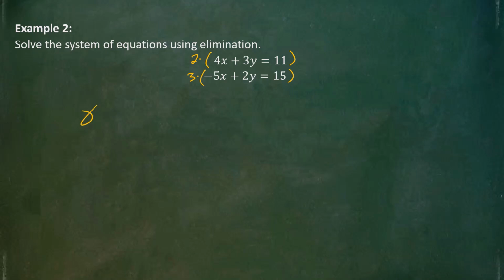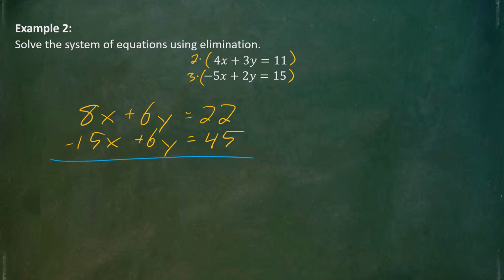So if I distribute the 2 through the top one, I get 8x + 6y = 22. And if I distribute the 3 through on the bottom one, I get -15x + 6y, and that would equal 45. So now what I'll want to do is find a way to either add or subtract to eliminate those y's that I just created.